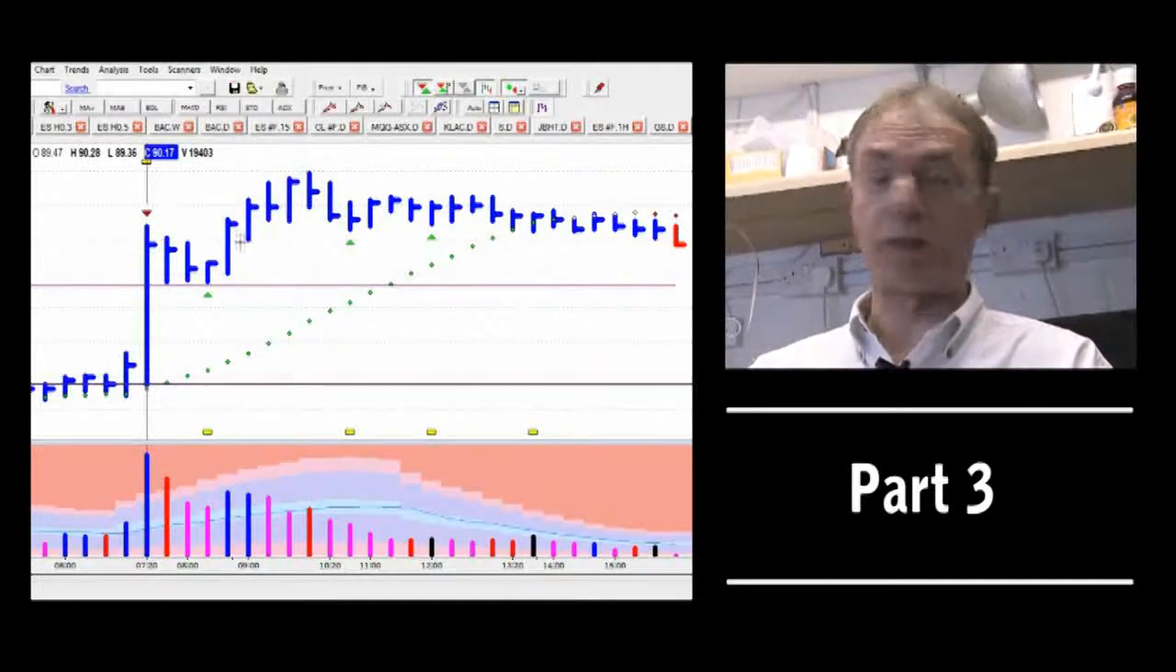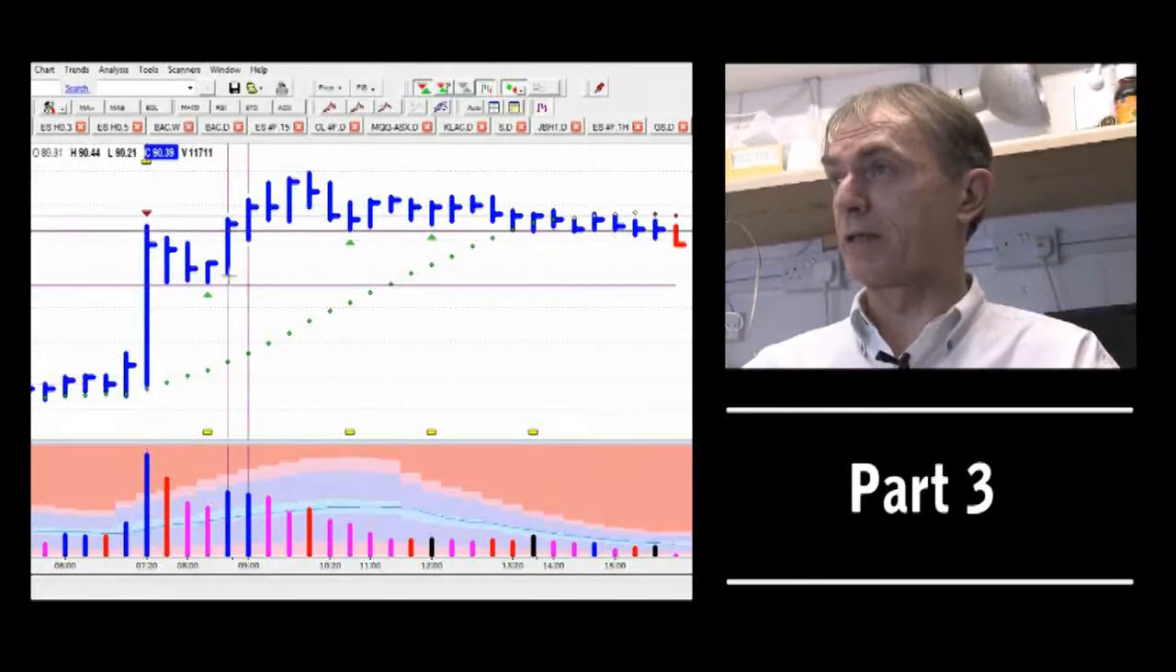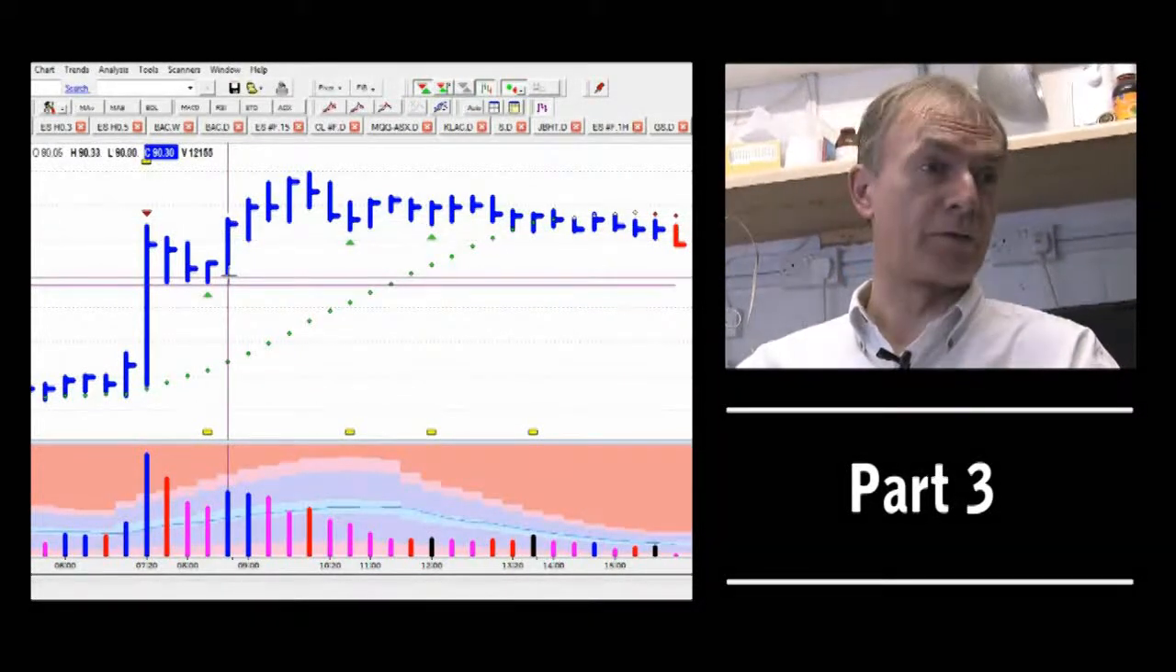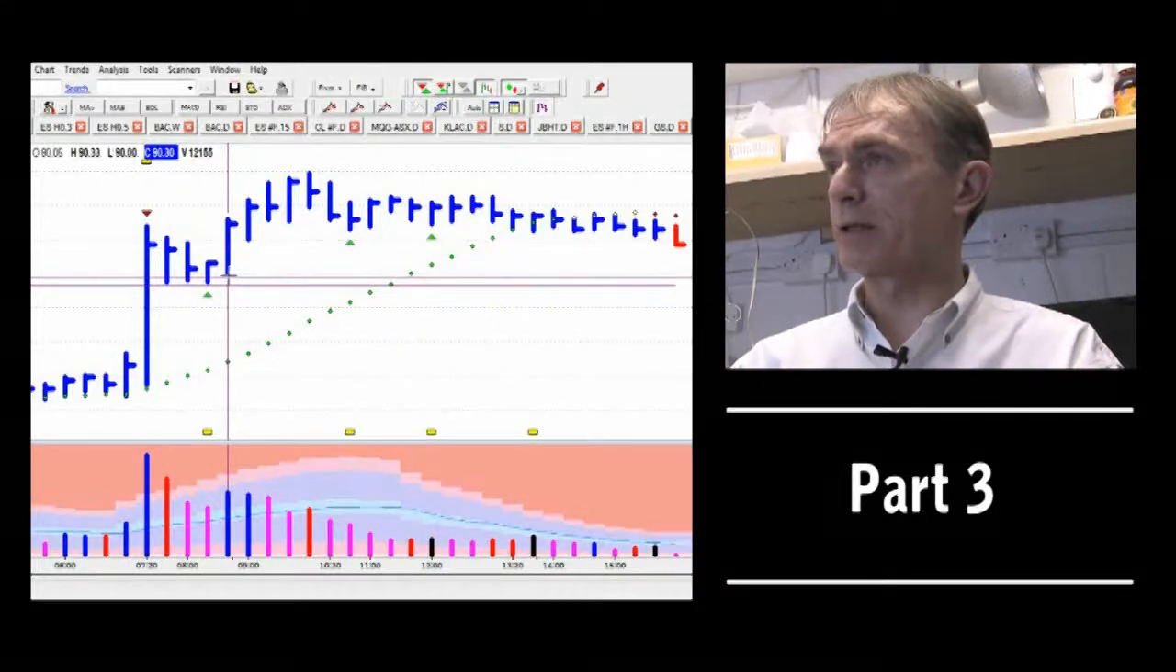Absolutely. You mean this? To be clear, you mean these bars here? Those two there, yes. It's taken it out, hasn't it? It's taken the lows of those bars out. Yeah. So there must be some weakness in there.